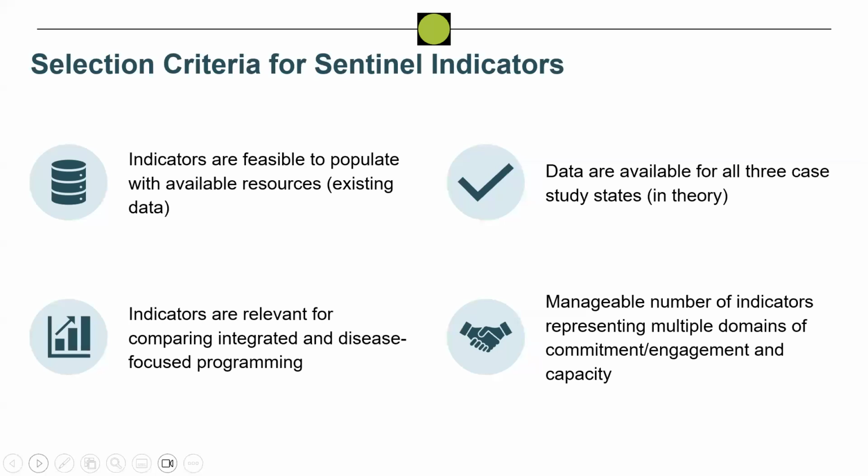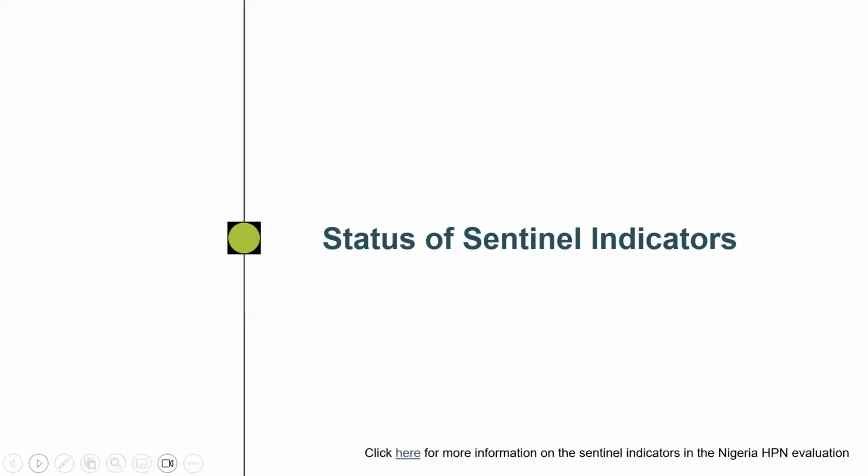And we wanted to make sure we kept a manageable number of indicators that still represented the multiple domains of commitment, engagement, and capacity, but we didn't want to have too many indicators that were more than people could digest. Next slide. So let's have a little look at some of the results and the indicators that we used. And here I'm just going to highlight findings from some of the indicators. Next slide.